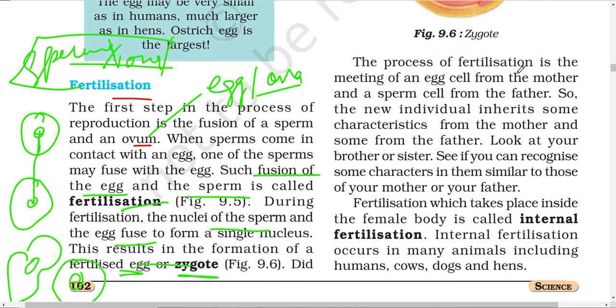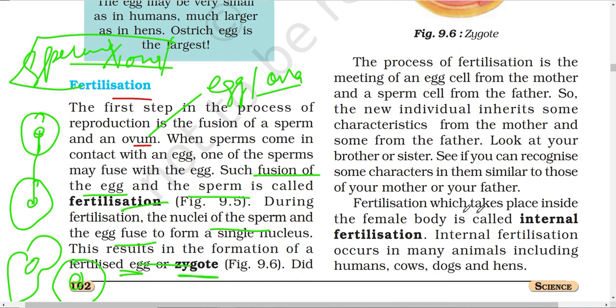The process of fertilization is the meeting of an egg cell from the mother and the sperm cell from the father. So the new individual inherits some characteristics of the mother and some from the father. Look at your brother and sister. See if you can recognize some characteristics in them similar to those of your mother or your father.